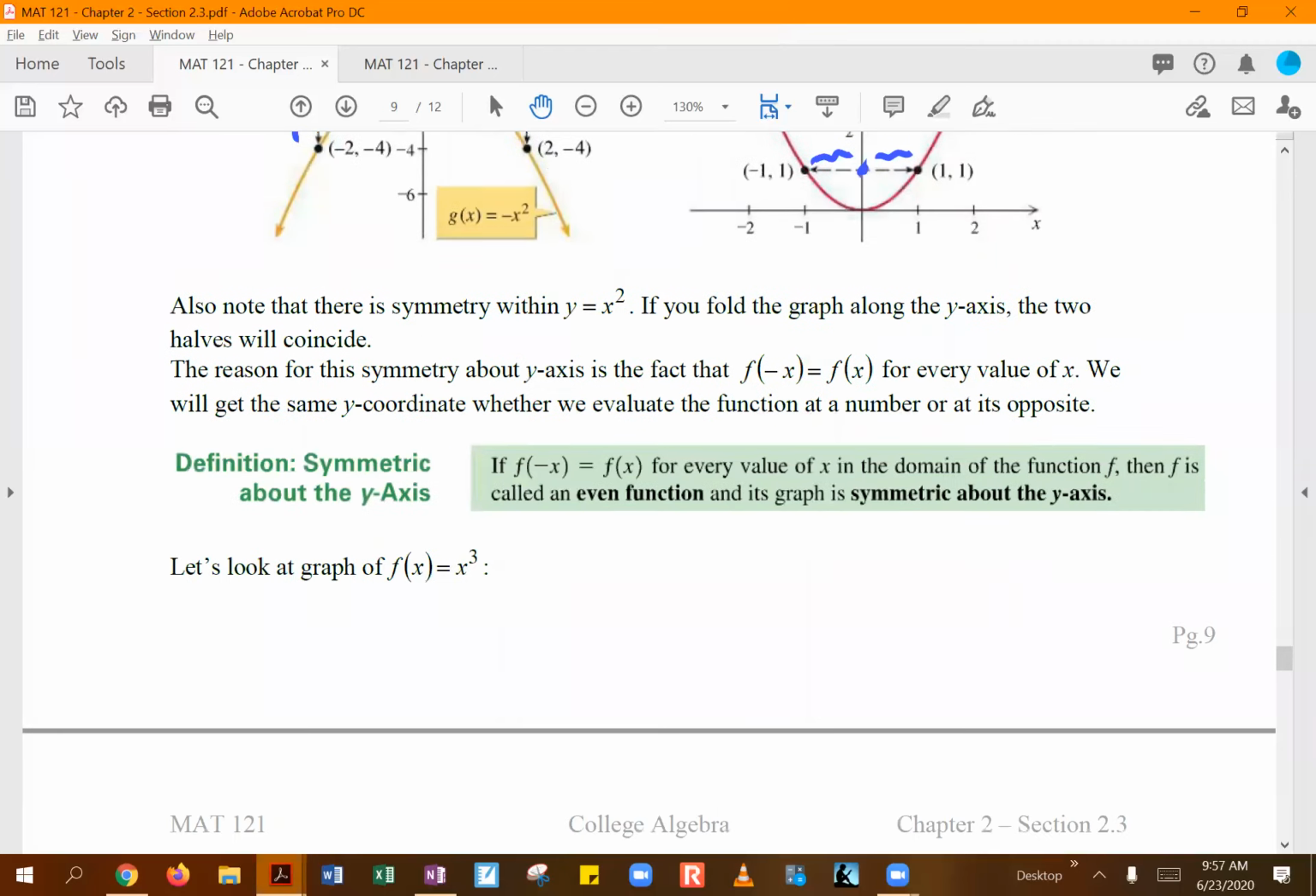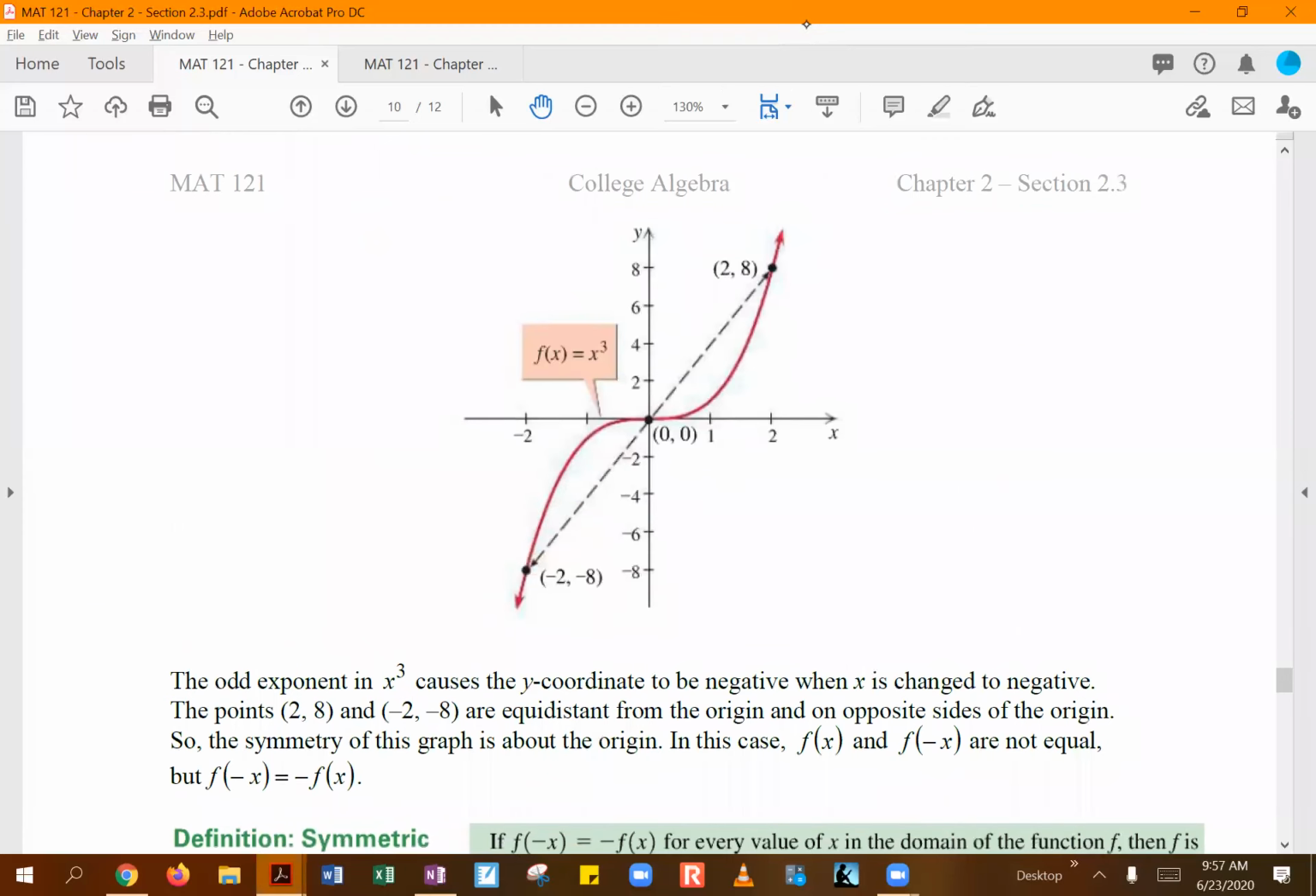So when we're talking about symmetry with respect to the origin, you can think of this graph over here, f of x equals x to the third, or the cube function. So in this case, you can't really do the folding thing because origin is just a point, it's not a line. So we actually use the idea of distances.